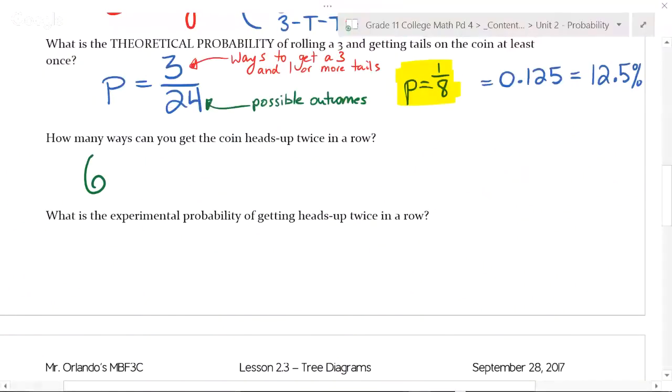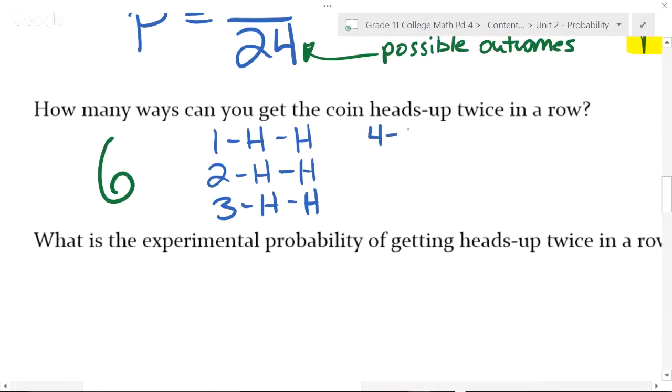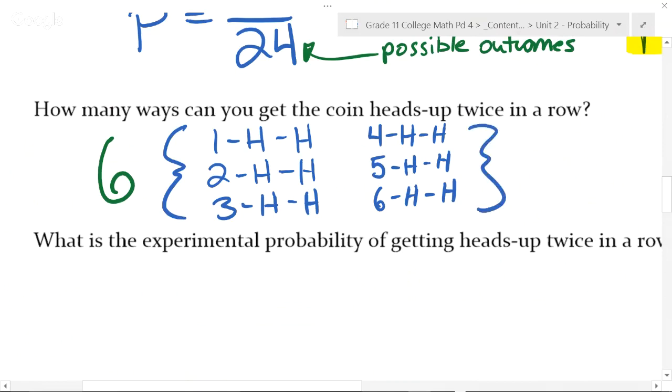And if that doesn't make sense to you, let's slow down and talk about it. We can get a 1 followed by heads, followed by heads. 2, heads and then heads. 3, heads and then heads. 4, heads followed by heads. 5, and 6. Followed by heads, followed by heads. So there's 6 possible ways to do that. So I'm going to put those. Okay.